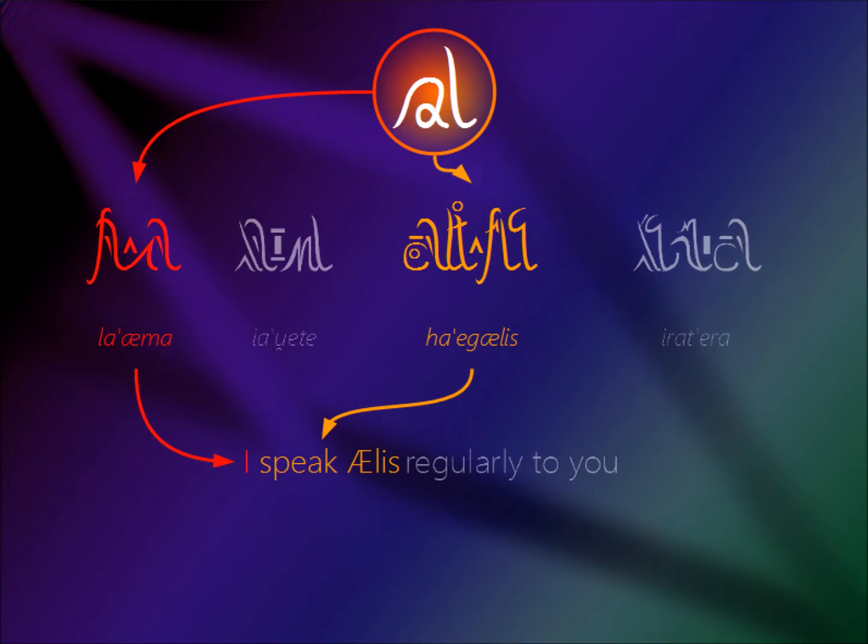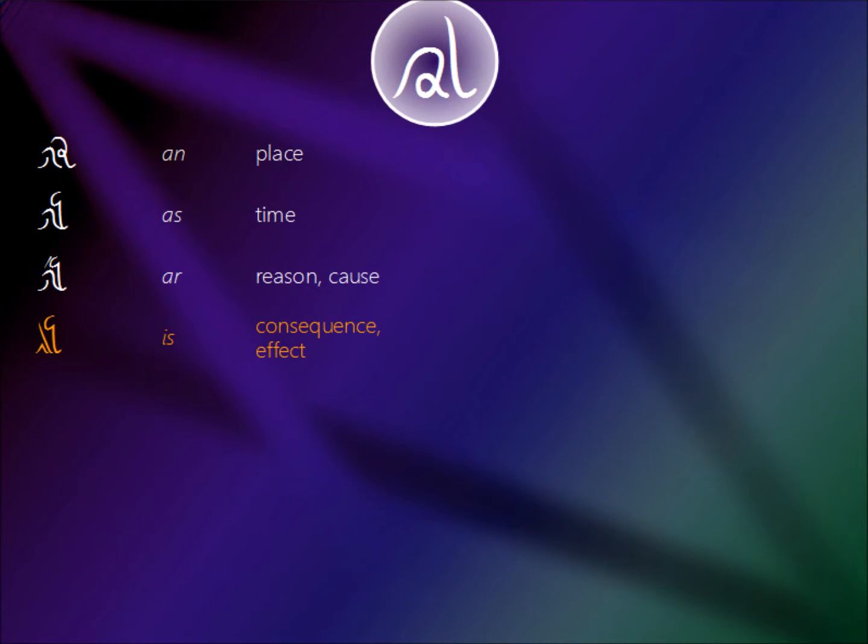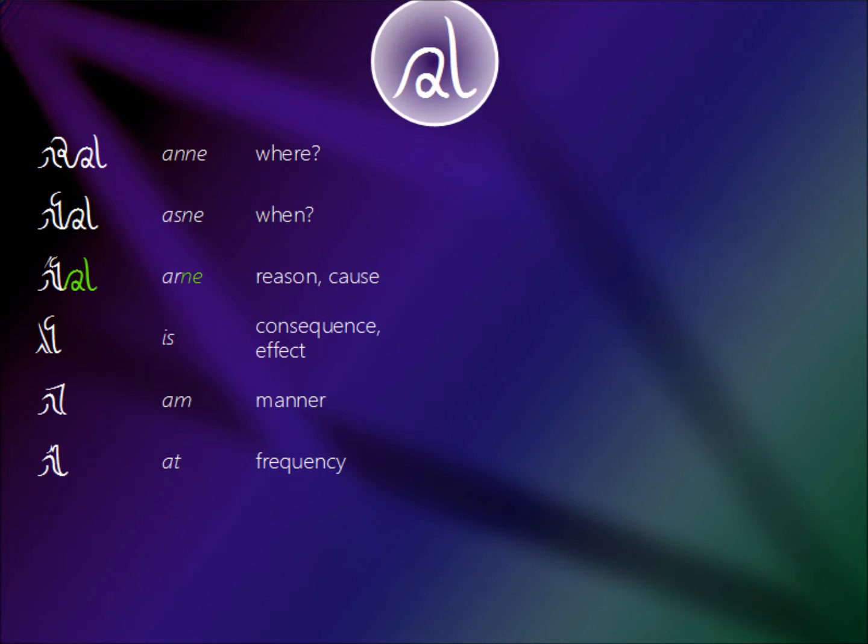There are a few morphemes that are particularly suitable for annexing the question particle. A few of them you should know by now. An, place, as, time, ar, reason or cause, is, consequence or effect, manner, at, frequency. If we attach the question particle to these roots, we get words for which the English language has specific question words already. For example, anne, where? Asne, when? Arne, why?